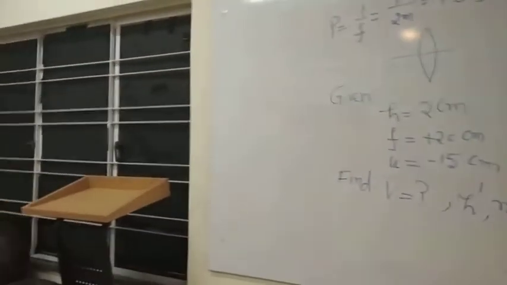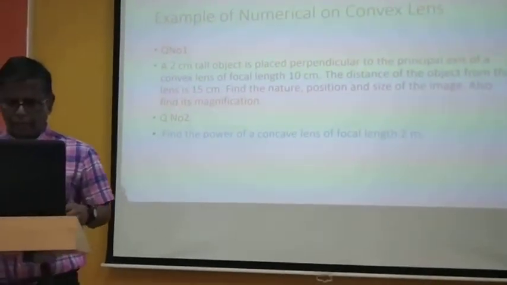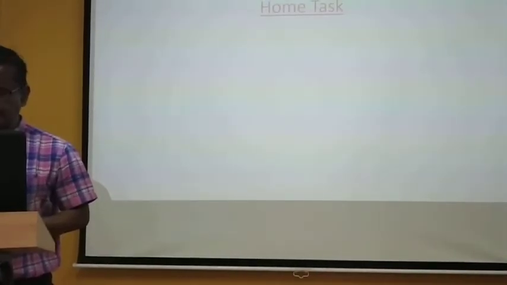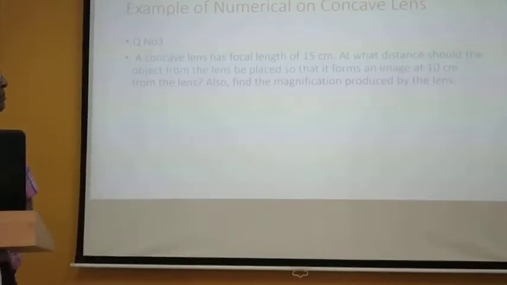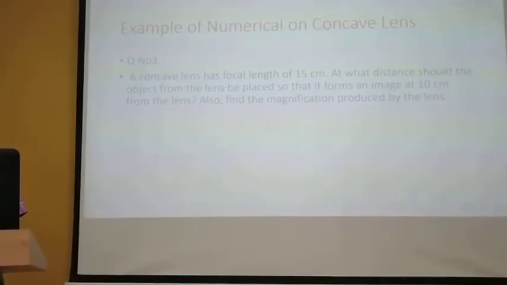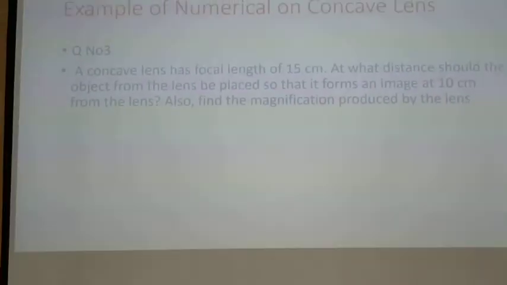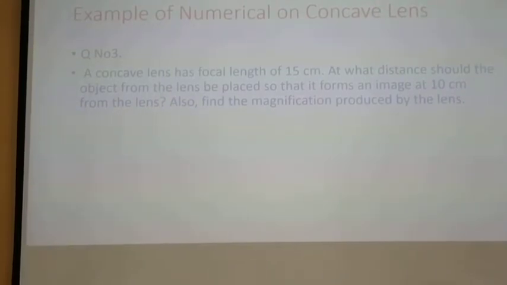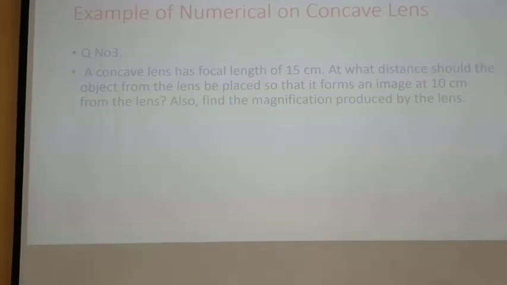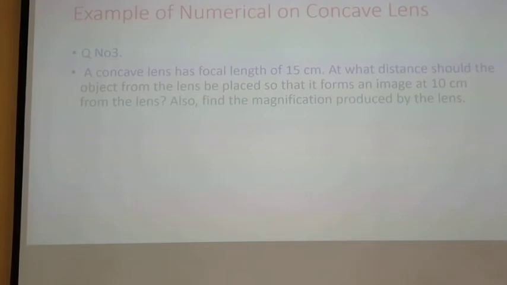I'll take one more example, and this example is for the concave lens. Okay, so the problem here is: a concave lens has a focal length of 15 centimeter. At what distance should the object from the lens be placed so that it forms an image at 10 centimeter from the lens? Also find the magnification produced by the lens. So if you see, this particular question pertains to a concave lens.